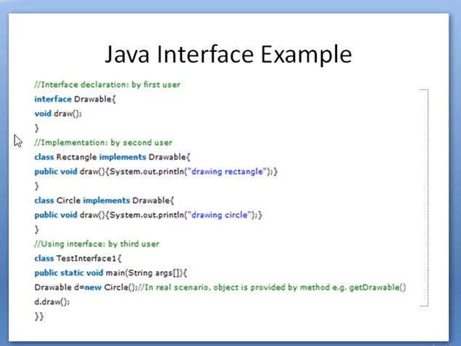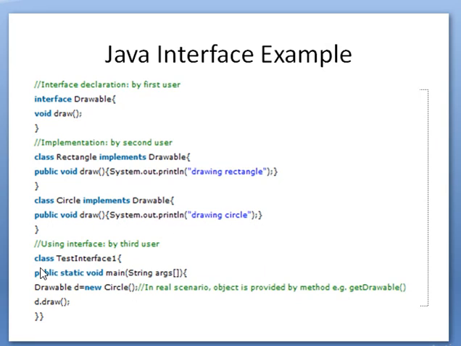Whatever methods are available in the drawable interface, those have to be implemented by the circle class. So it is the responsibility of the circle class to give the definition of the draw method. So in the circle class, we just give the definition of the draw method.